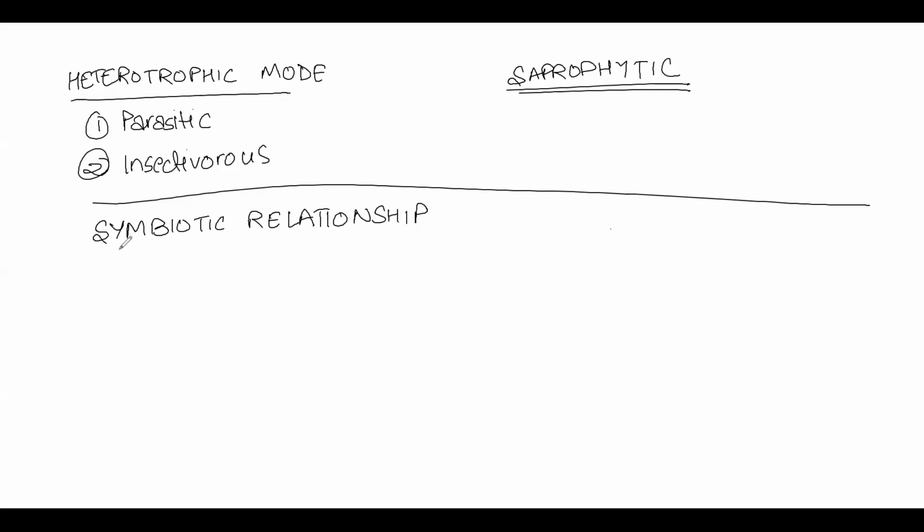Now, in parasitic mode of nutrition, we saw that two plants or two organisms lived together, and one took its food from the other. Now in symbiotic relationship, there are two organisms living together, but they share their food, they share their shelter, or in simpler words, they help each other to survive. I'll give you a definition for the same first.